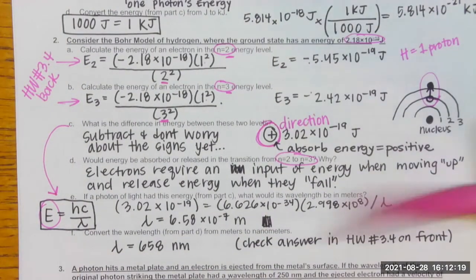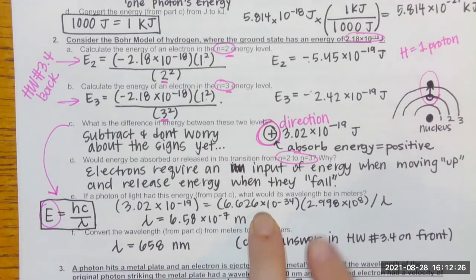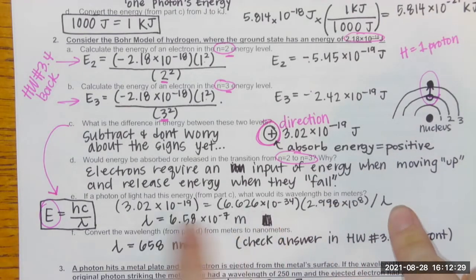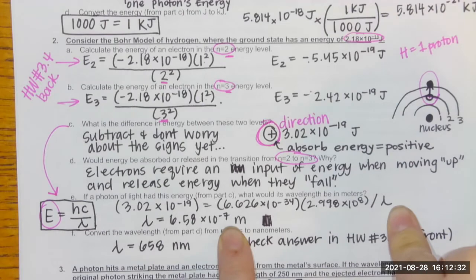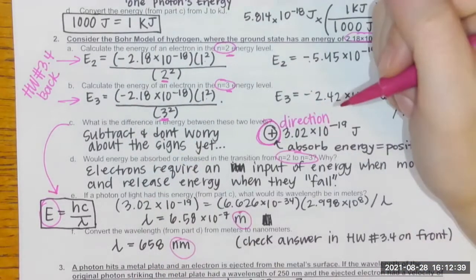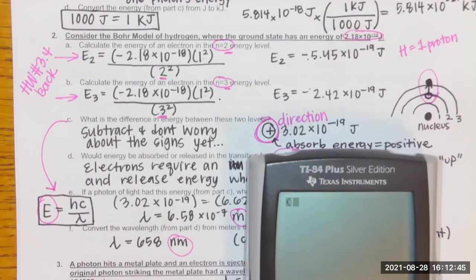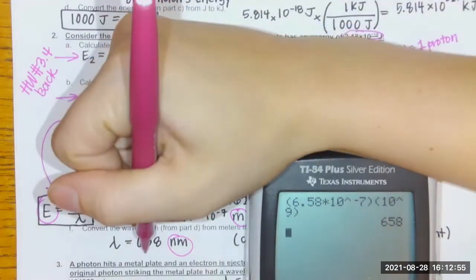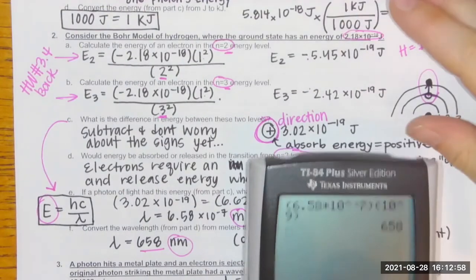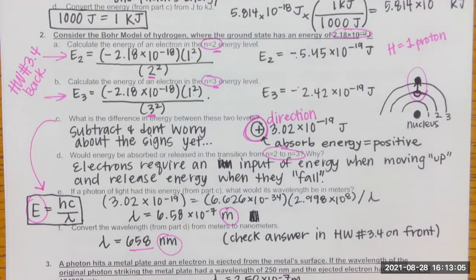So I plug that in. Here's my answer from part C. hc divided by wavelength. I solved for the wavelength. And the last part is just to do that conversion from meters into nanometers. You can use the 3-digit trick, or you can go the long way and say 6.58 times 10 to the negative 7 times 10 to the 9th power, because it's a nanometer, gives you 658. So here is the screenshot for number 2, if you would like.